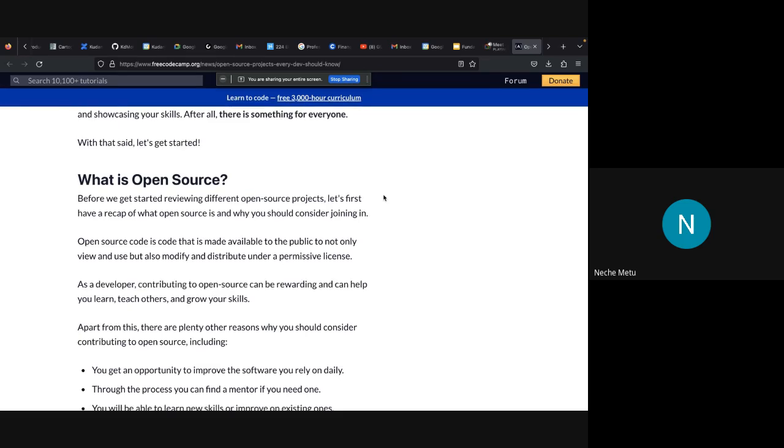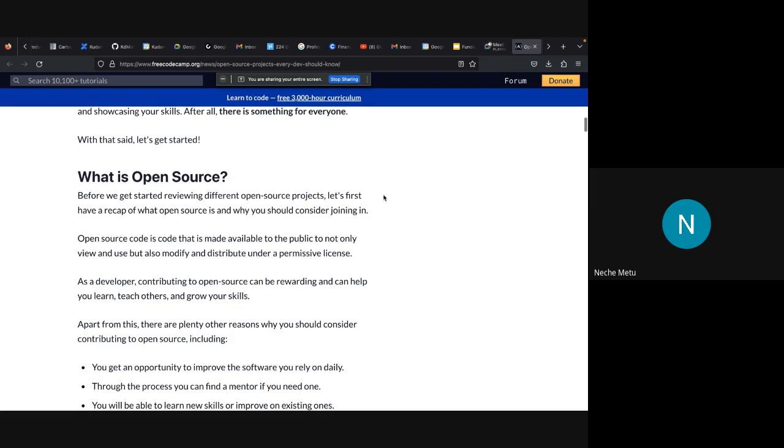You know, this guy is so good. Look at what he did. Look at his topic first: open source project, everybody should know. Then he gave us a subtopic, and he didn't just stop there. He gave us a little rundown about open source and its use. Before we get started, reviewing different open source, let's first have a recap of what open source is and why we should consider joining it. So you see how he systematically did the process. He prepared himself, did his research, did his outlines, wrote, and then reviewed whatever he did.